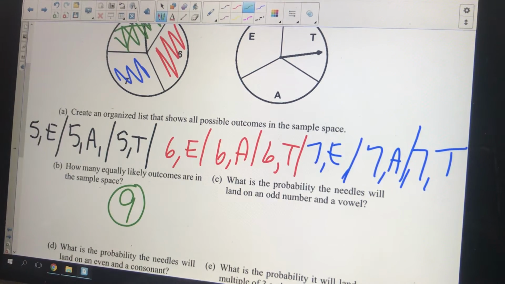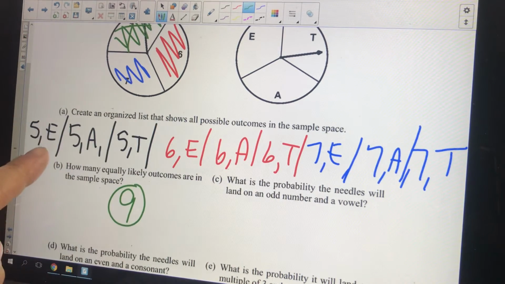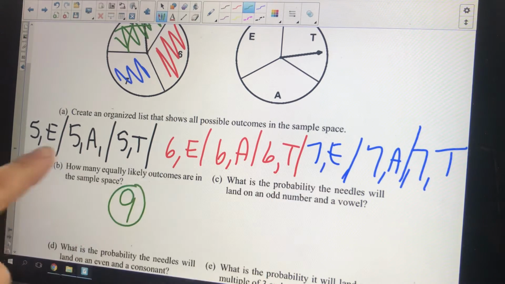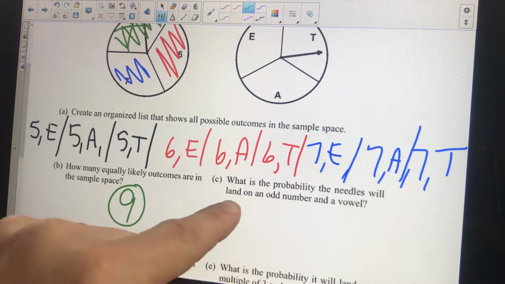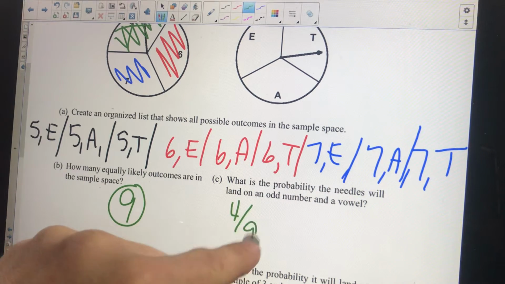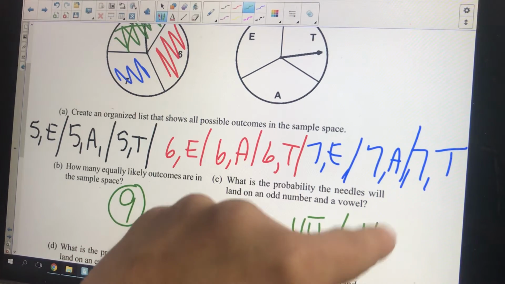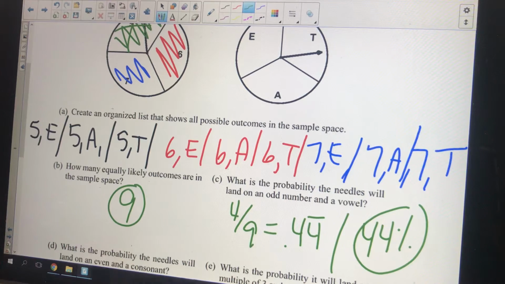What is the probability that the needle will land on an odd number and a vowel? So it has to be an odd number, so we can't use 6 in this case. It has to be 5 or 7, and it has to be a vowel. So 1, 2, 3, 4. That's 4 out of the 9, or 0.44 repeating, or we'll call that 44% of the time you'll have an odd number, then a vowel. Okay, I like that one.